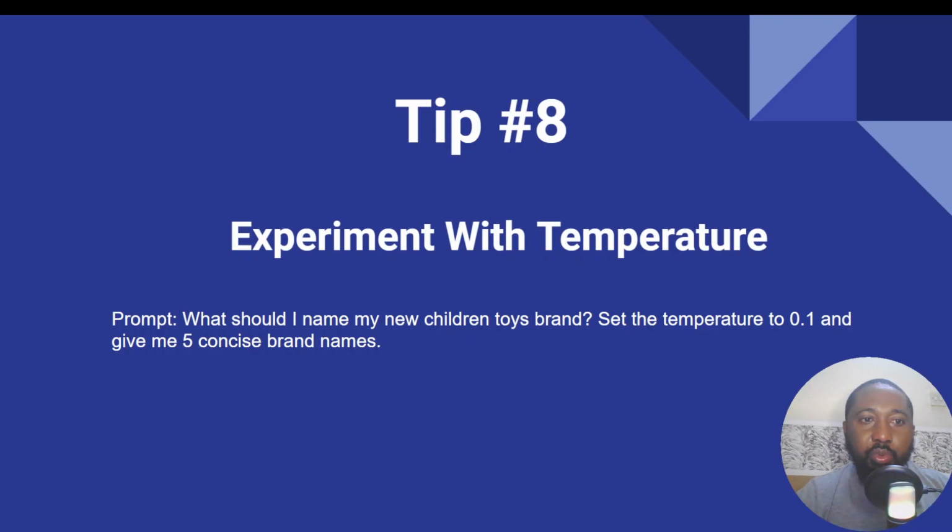So, for example, you can have a prompt for what should I name my children's toys brand? Set the temperature to 0.1 and give me five concise brand names. So with this, it's not going to be so creative, it's going to be straightforward, direct. But if I ask it to set the temperature to 1 and give me 5 brand names, it's going to give me very creative, out of the box brand names.